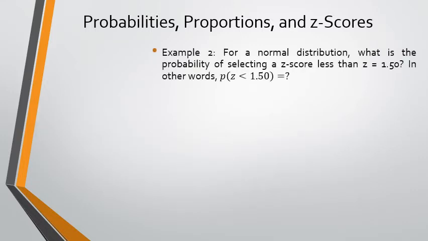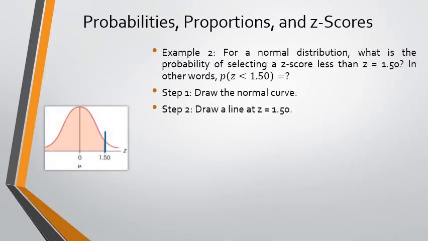All right, here's example 2. For a normal distribution, what is the probability of selecting a z-score less than 1.5? So draw the normal curve and draw a line at z equals 1.5.